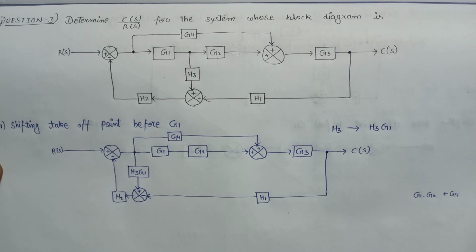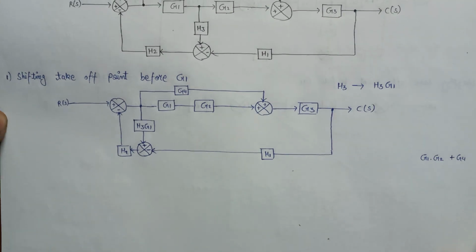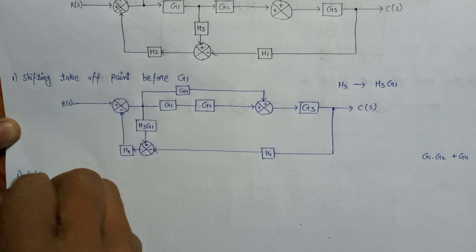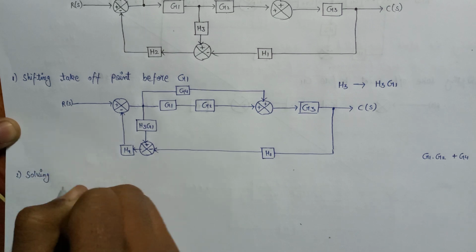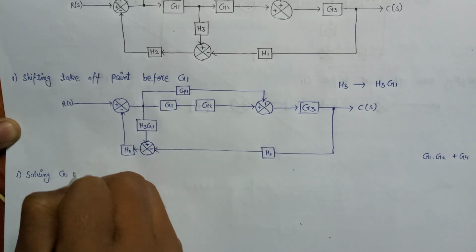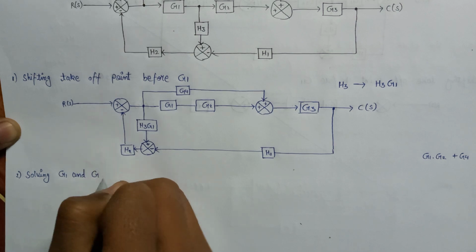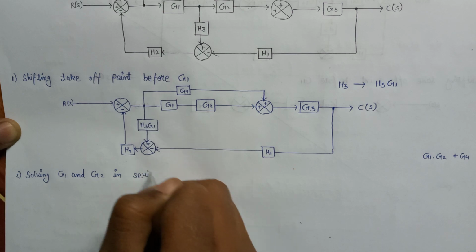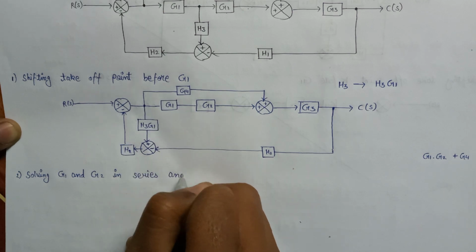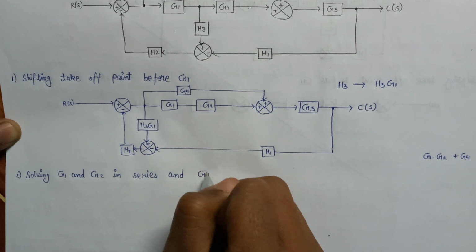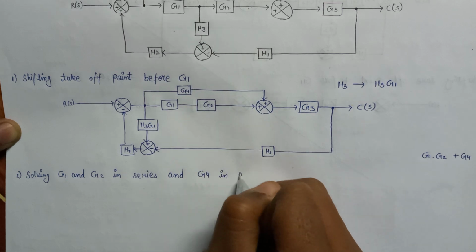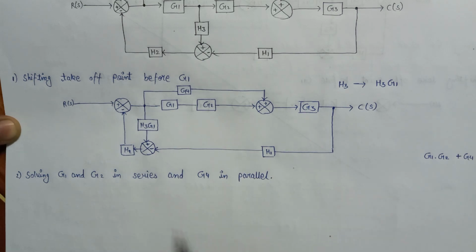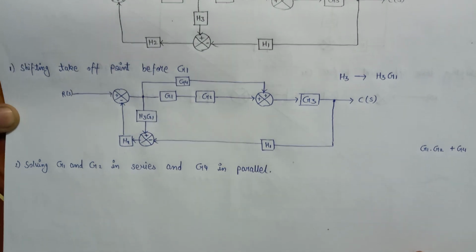So our next step is solving G1 and G2 in series and G4 in parallel. So let's redraw this whole block diagram.